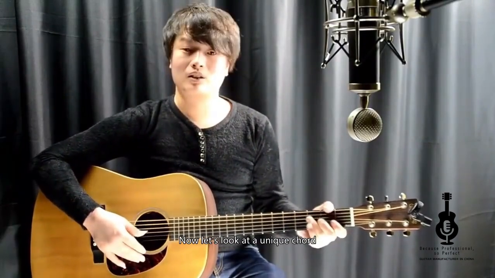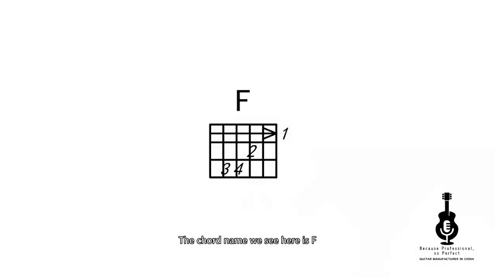Now let's look at a new chord. The chord name we see here is F. This means the chord is called the F chord. Which vertical line is the first string, and which is the sixth string? You already know. The three horizontal lines represent three frets. The numbers above stand for your left-hand fingers. You know that too. So, can you play this chord from the diagram? I don't think you can.